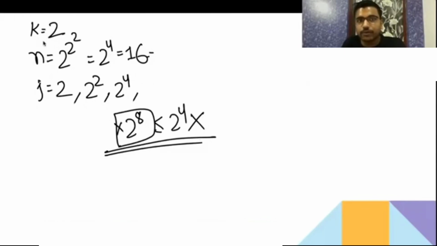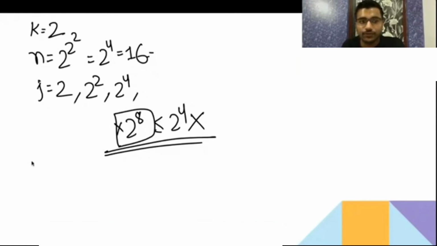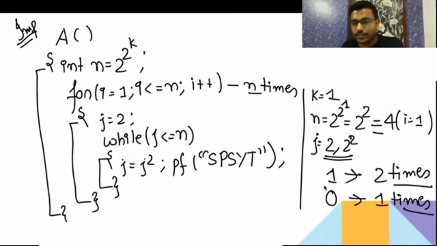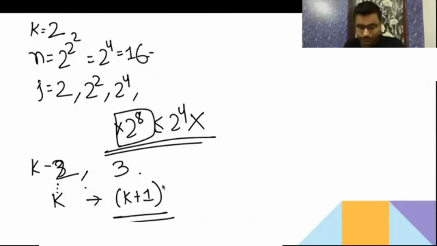So when k is equal to 2, this while loop is going to execute 3 times. See here, when k is 0, it executes 1 time, when k is 1, then 2 times, when k is 2, then 3 times. So for k, it is going to be k plus 1 times. Whatever value I give for k, it is going to execute k plus 1 times.